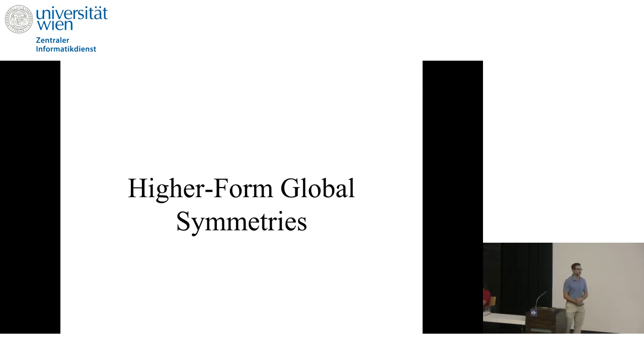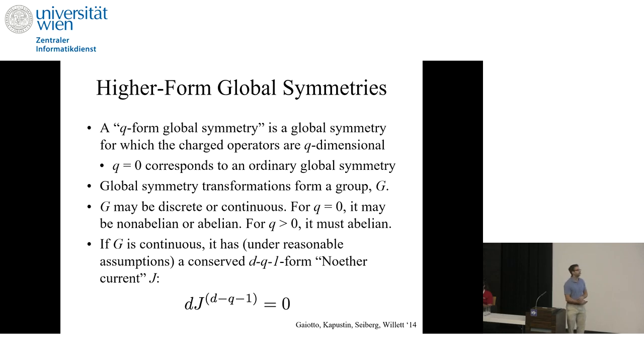So this brings us to our first generalized notion of a global symmetry, which is what's known as a higher form global symmetry. A Q-form symmetry is a symmetry for which the charged operators are Q-dimensional. So the case of an ordinary symmetry that we learn about in quantum field theory classes would correspond to Q equals 0. The charged operators are local operators. For a higher form symmetry, though, the charged operators are line operators, surface operators, etc. Global symmetry transformations form a group G, which may be either discrete or continuous. In the ordinary case, it may be non-abelian, but for a higher form symmetry, it's necessarily abelian. If G is continuous, then in most cases, there will be a conserved D minus Q minus 1 form Noether current, which is closed.